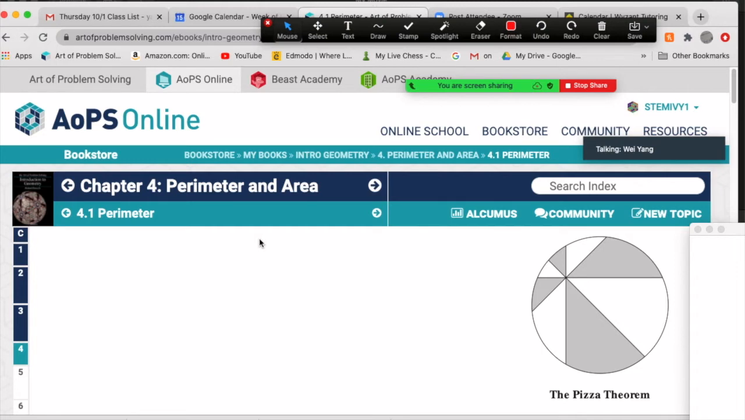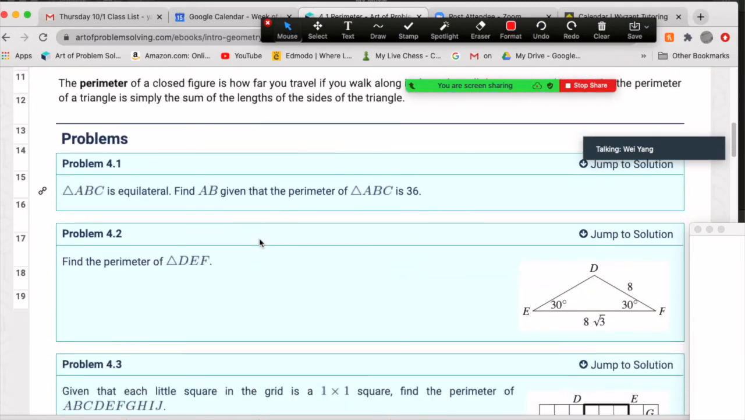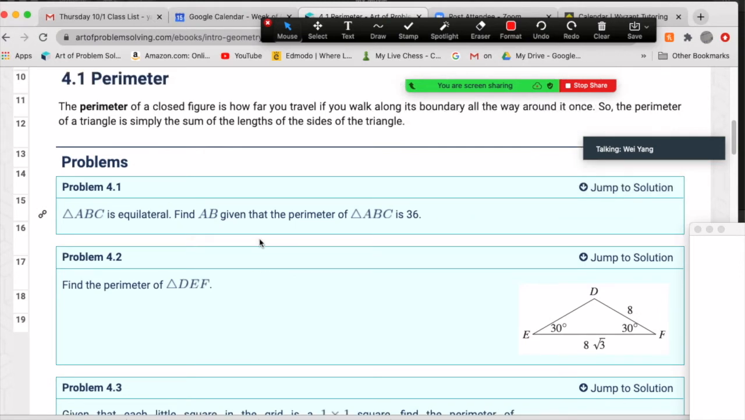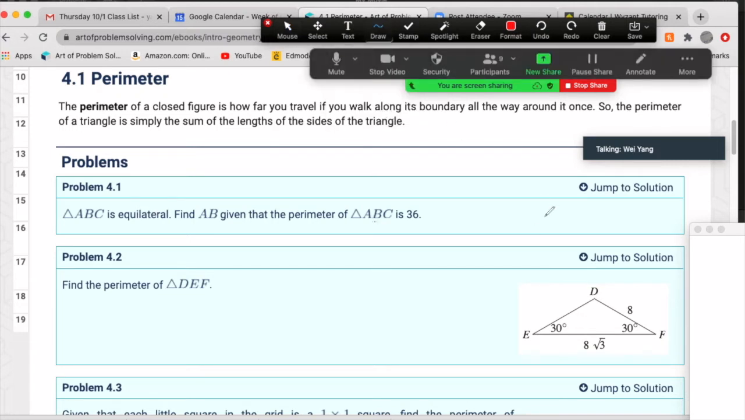Chapter 4, perimeter and area. This one will still focus on the triangle. Now, what is a perimeter? Perimeter is the sum of the three sides of a triangle. But definitely this also extends to all polygons, even the circle. It's the length of the closed shape. If you imagine you can walk along all the sides of this polygon, that's the length you walked if you start from one point and then return to that point.